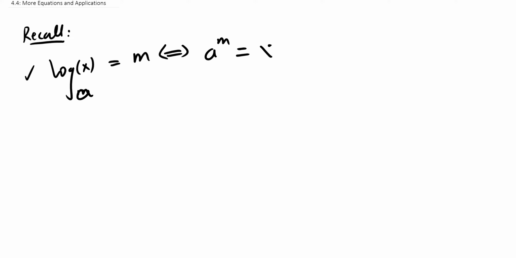The first one, I put it like this as a check mark, as the definition of log. Log x base a equals m. This is the same as a to the m equals x. That was the main definition of logs.